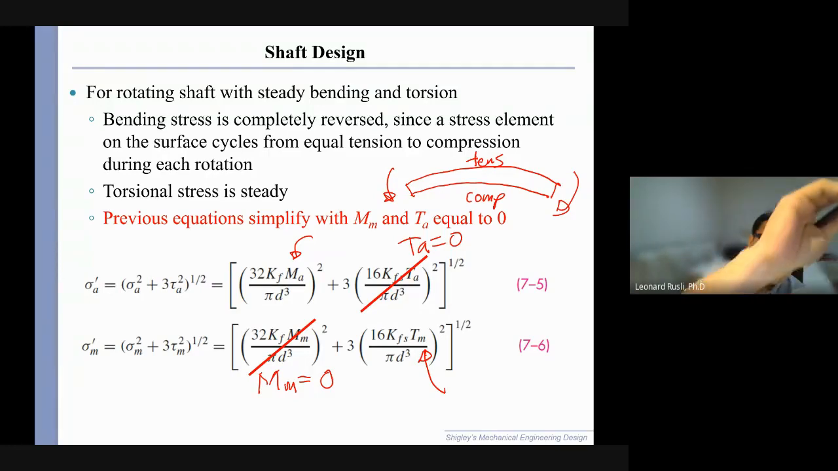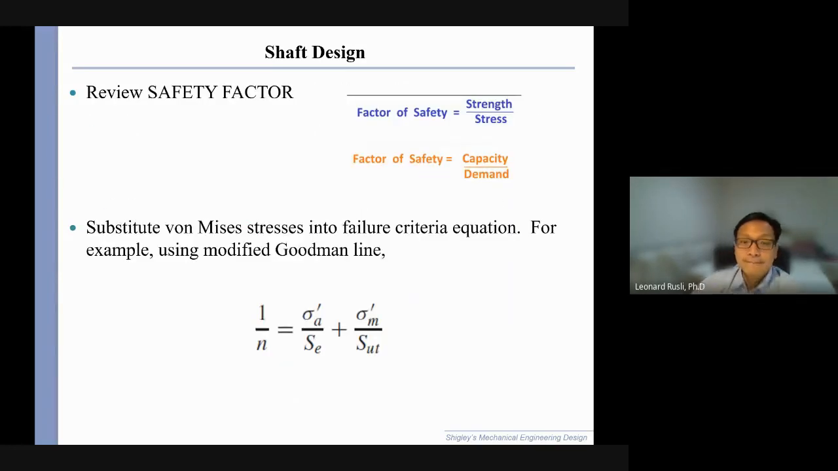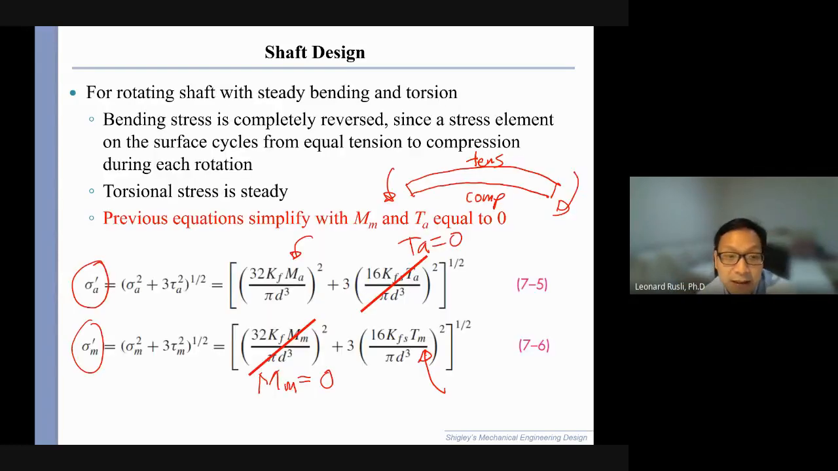Therefore, you are now reduced to the alternating stress controlled by the MA. The mean stress is controlled by TM, the mean torsion. Torsional stress is usually steady. This will be useful in determining your shaft diameter. You will not use this to calculate your moment, but instead, knowing the moment, you need to size your shaft, right? So this will influence your diameter selection.